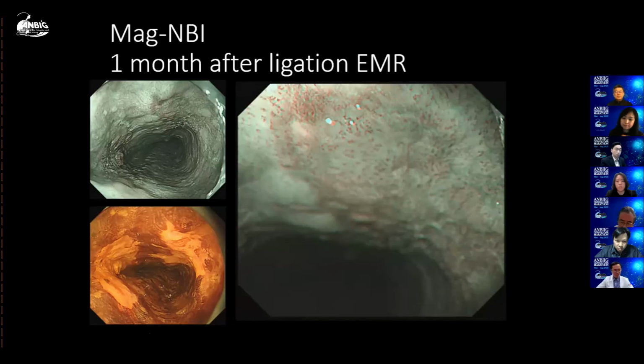Because for pathology in Taiwan, we did not do the mapping. So we cannot identify which side is the deepest part. I'm sorry, it's very difficult to persuade them to do mapping. But from the left bottom of the picture, the previous EMR site seemed to be covered by the normal regenerative squamous cell. But I think maybe the deepest side is here.